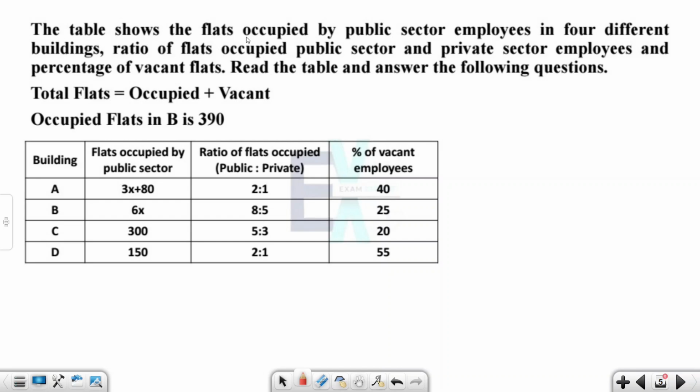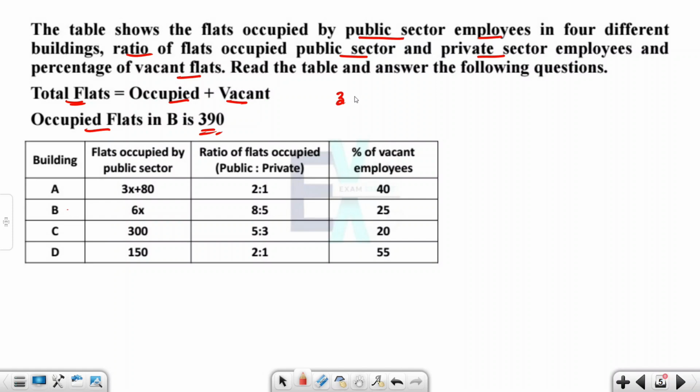The table shows the flats occupied by public sector employees in 4 different buildings, the ratio of flats occupied by public sector and private sector employees, and the percentage of vacant flats. Read the table and answer the following questions. So total flats is occupied plus vacant. So occupied flats in B is 390. Okay, so totally how much? 390.